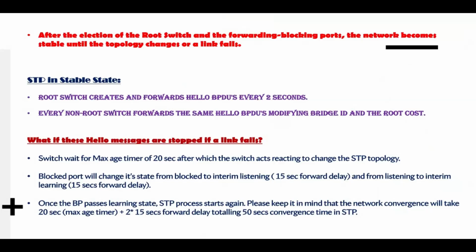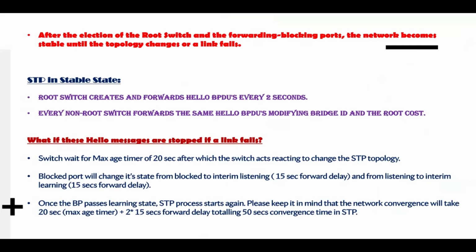After the election of the root switch and the forwarding and blocking ports, the network becomes stable until the topology changes or a link fails. STP in stable state. Root switch creates and forwards hello BPDUs every 2 seconds. Every non-root switch forwards the same hello BPDUs, modifying the bridge ID and the root cost.